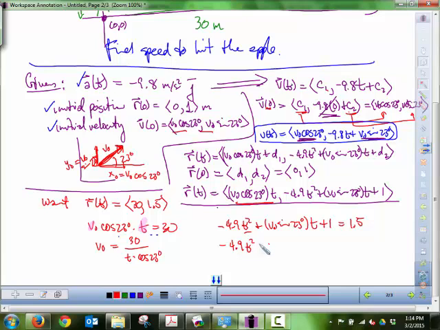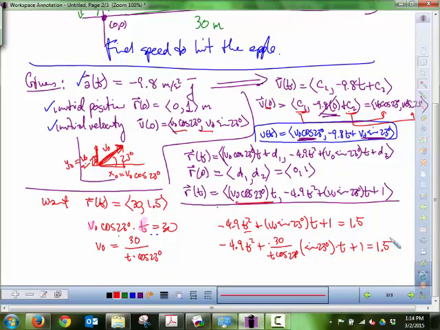4.9 t squared plus, then I would have a v naught, which is 30 divided by t cosine 23 degrees times sine 23 degrees times t, and that cancels, plus 1 is equal to 1.5. I suppose we can just subtract that over to the other side. I'll do that in the next step.